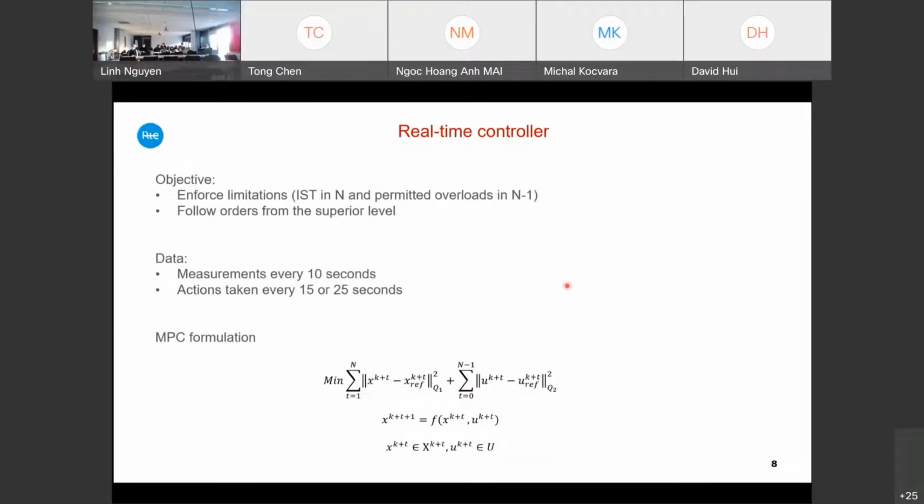So the real-time controller has to enforce limitations to capacities of the lines, either permanent limits or limits coming from dynamic line ratings, and to follow orders from the higher level, for instance, discharging the battery before congestion. Data every 10 seconds and actions every 15 seconds. The MPC formulation is roughly this one.